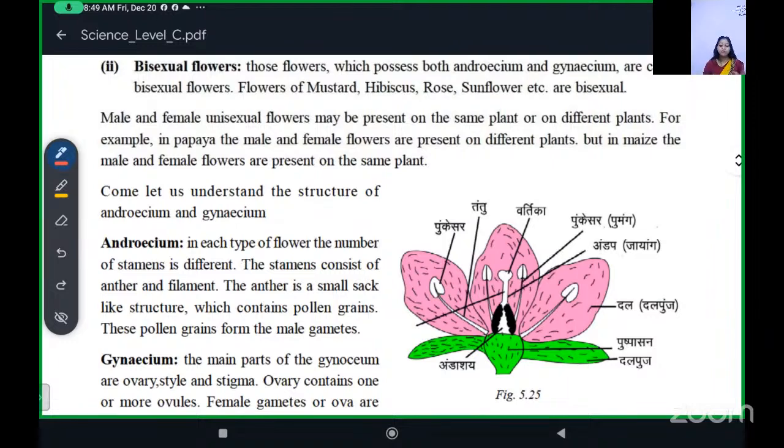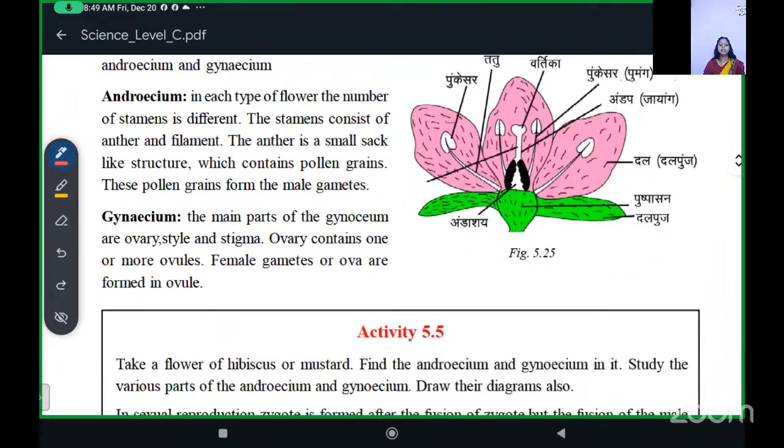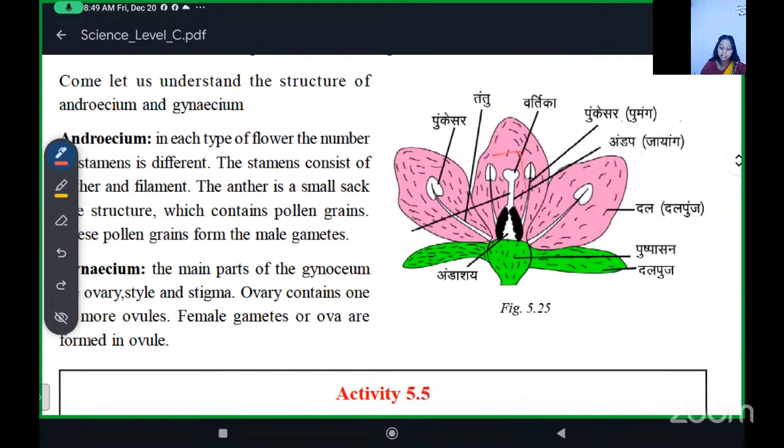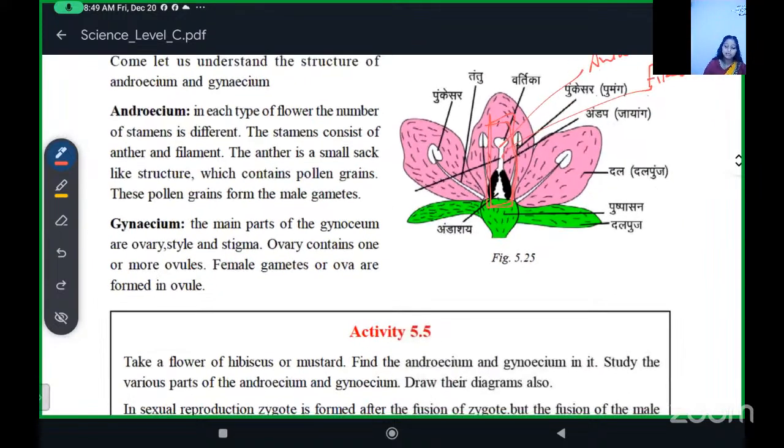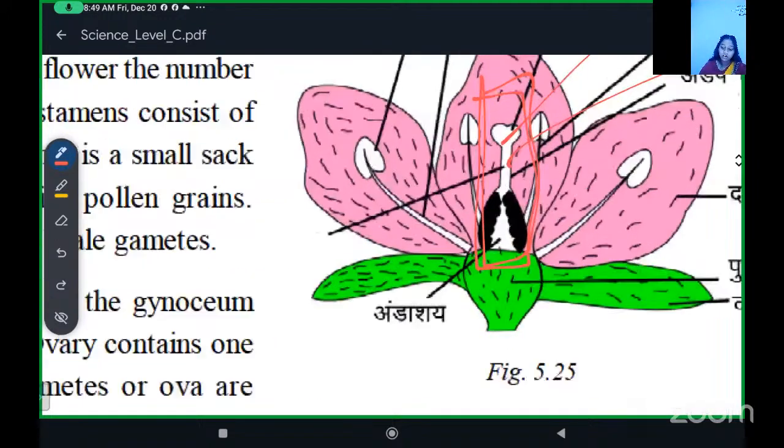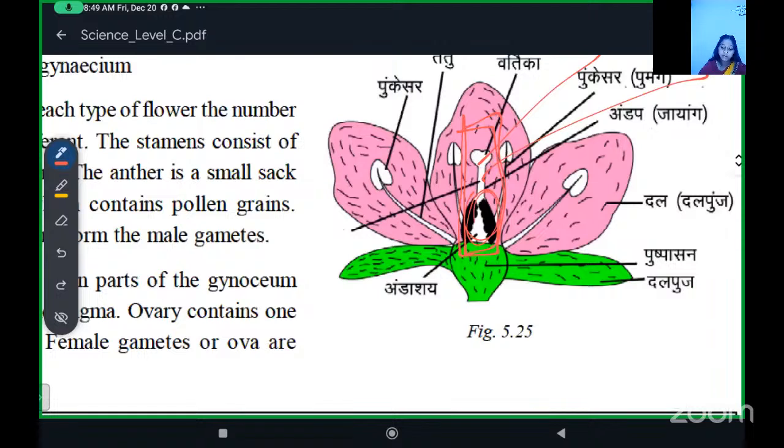Now the androecium. In each type of flower, the number of stamens is different. It consists of the anther and filament. This center part, the top part, is the anther, and this neck is known as the filament. This is the androecium. Then comes the gynoecium. This bottom part is known as the gynoecium.